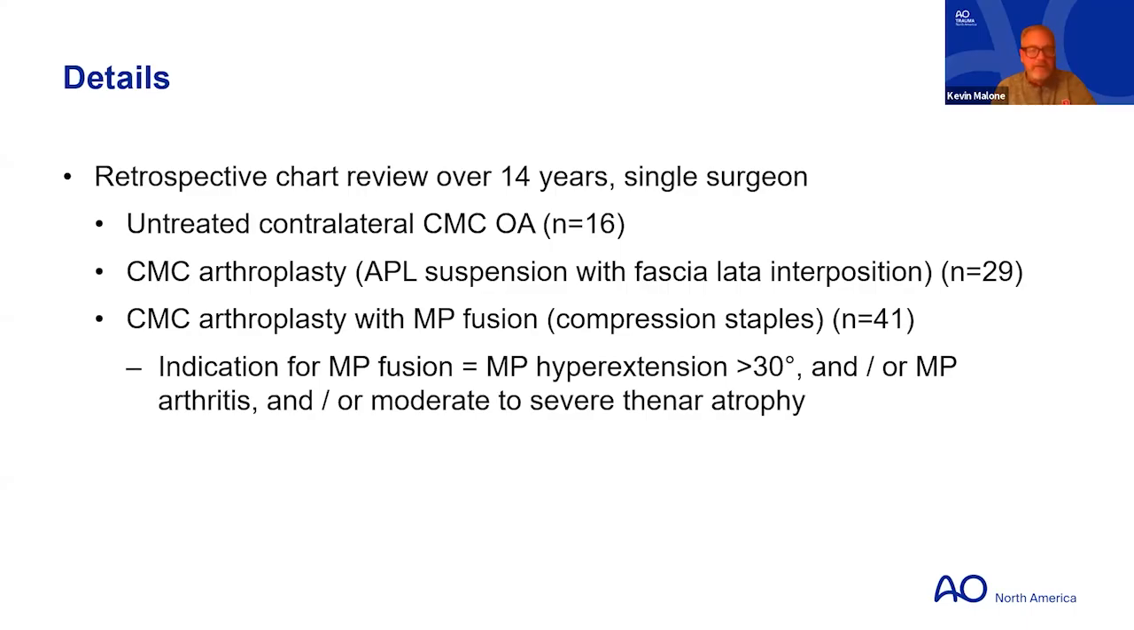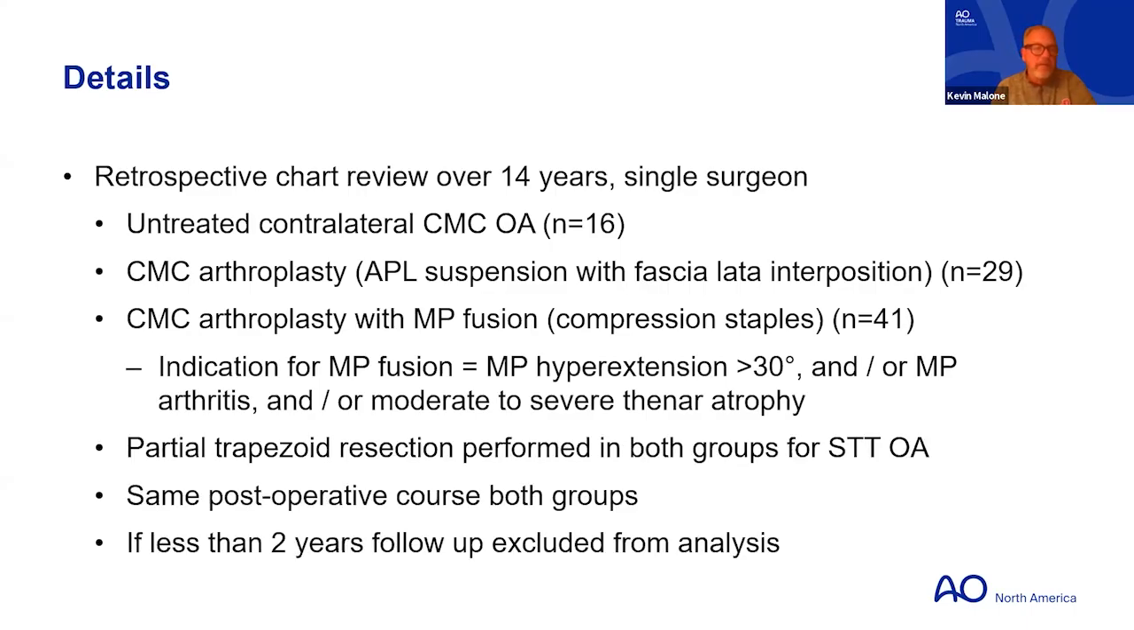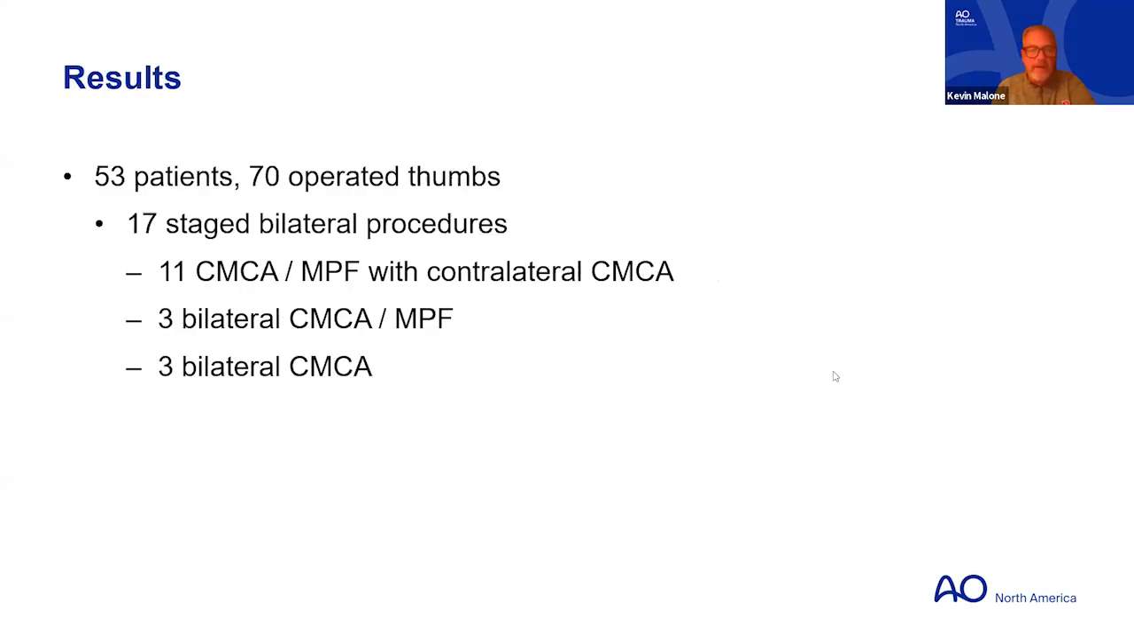And their indications, as mentioned on a slide previously, are listed here. They did do a partial trapezoid resection for any patient in any of the surgical arms who had concomitant STT joint arthritis. Both the arthroplasty alone and the arthroplasty fusion groups followed the same postoperative course. If the patients had less than 2 years of follow-up, they were excluded from final analysis. So they ultimately had 53 patients with 70 operated thumbs, meaning that 17 had staged bilateral procedures.